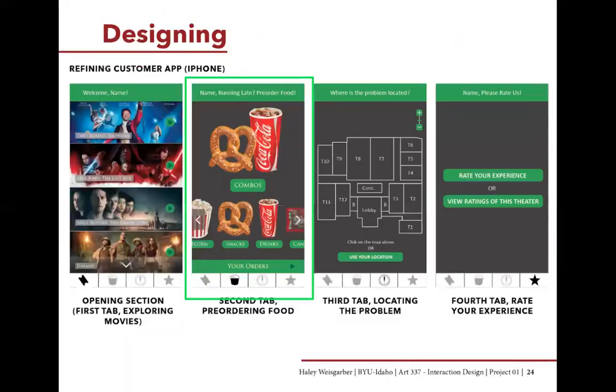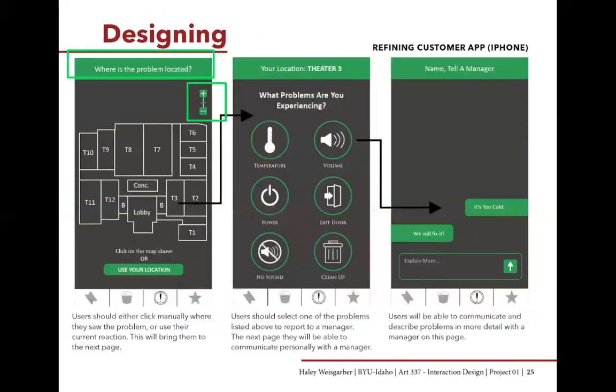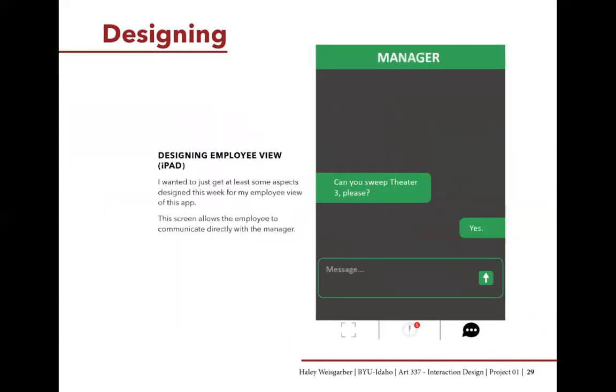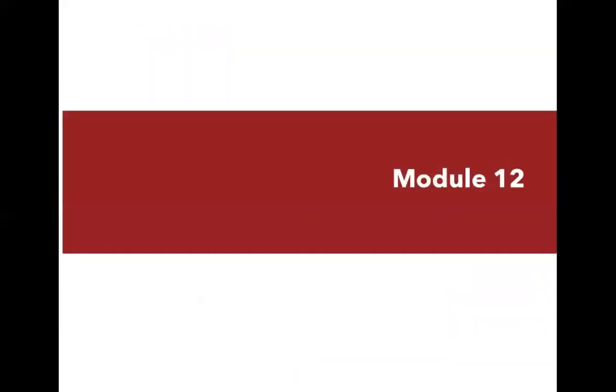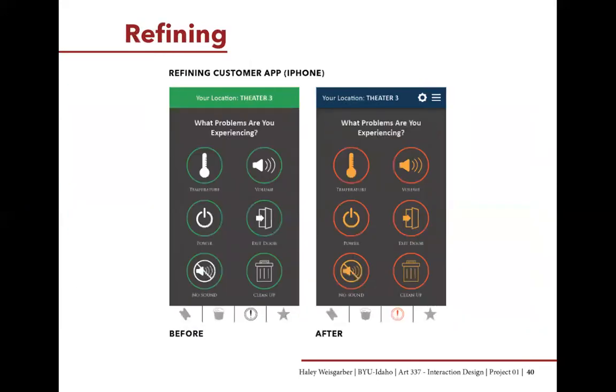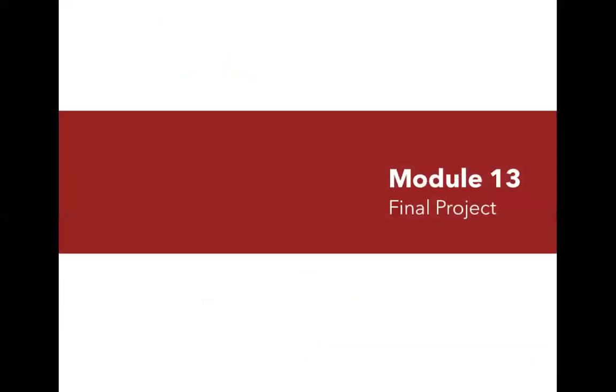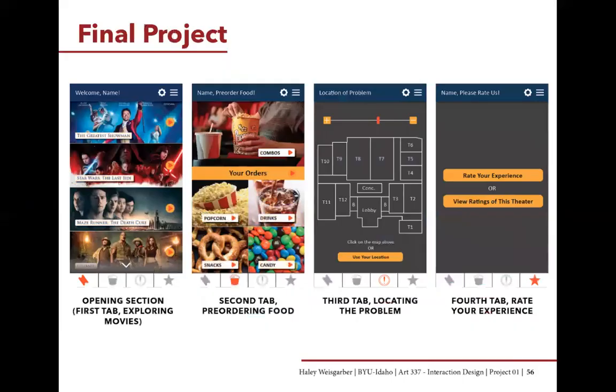But I ended up not really liking the green, and the green was not working with my app very well. So I will show you what I ended up with at the end. So this is the refined final product. The opening section, the second tab, the third tab, and the fourth tab.